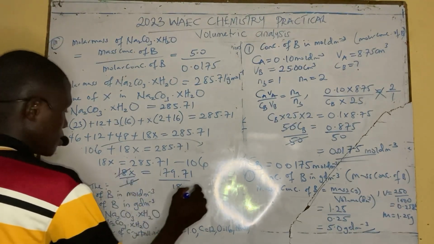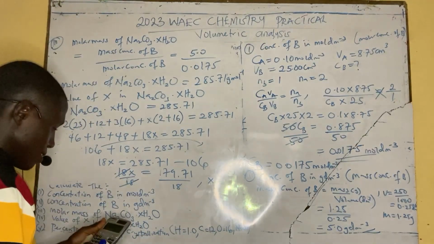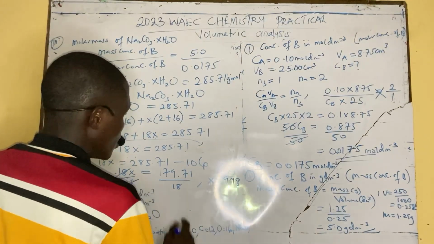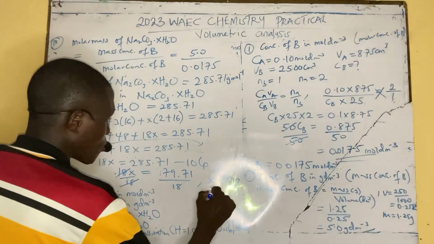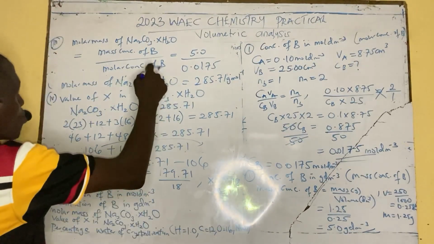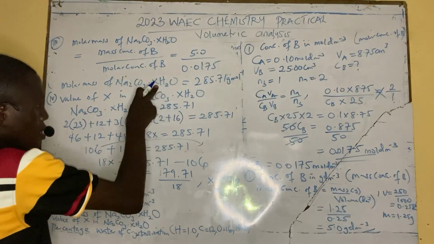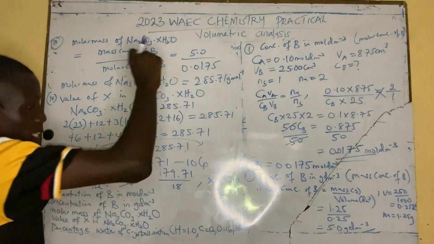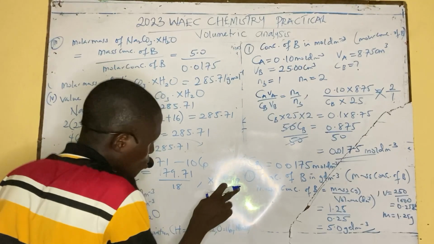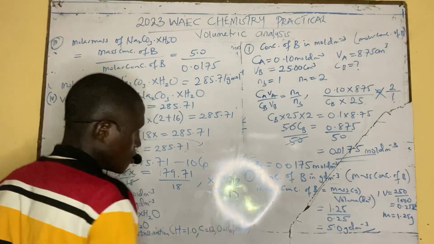The 18 cancels out. So x is equal to 179.71 divided by 18, which is 9.98. That's the value of x. You have to approximate this, because the number of moles here must be a whole number. When you approximate to the nearest number, this becomes 10. Do you get that?